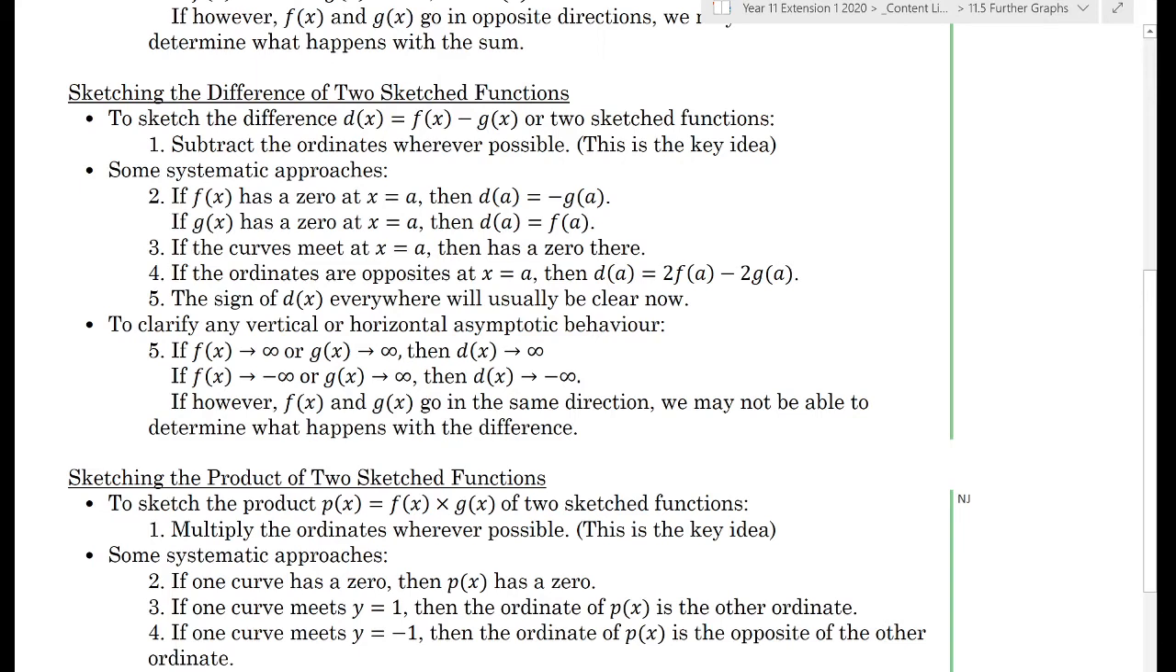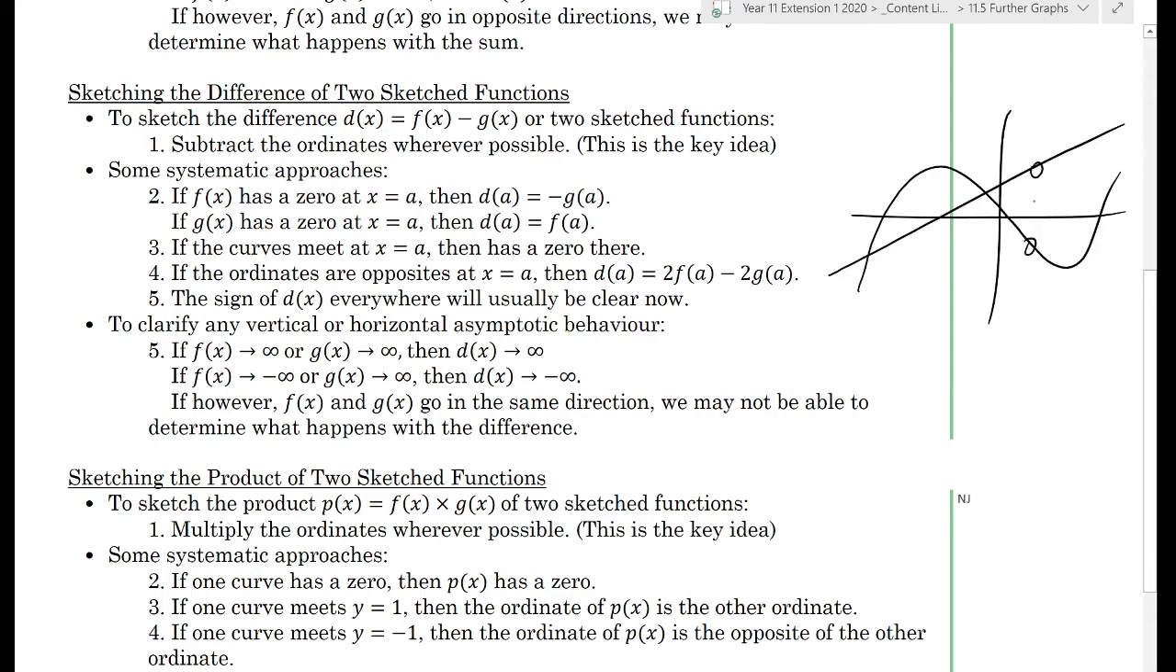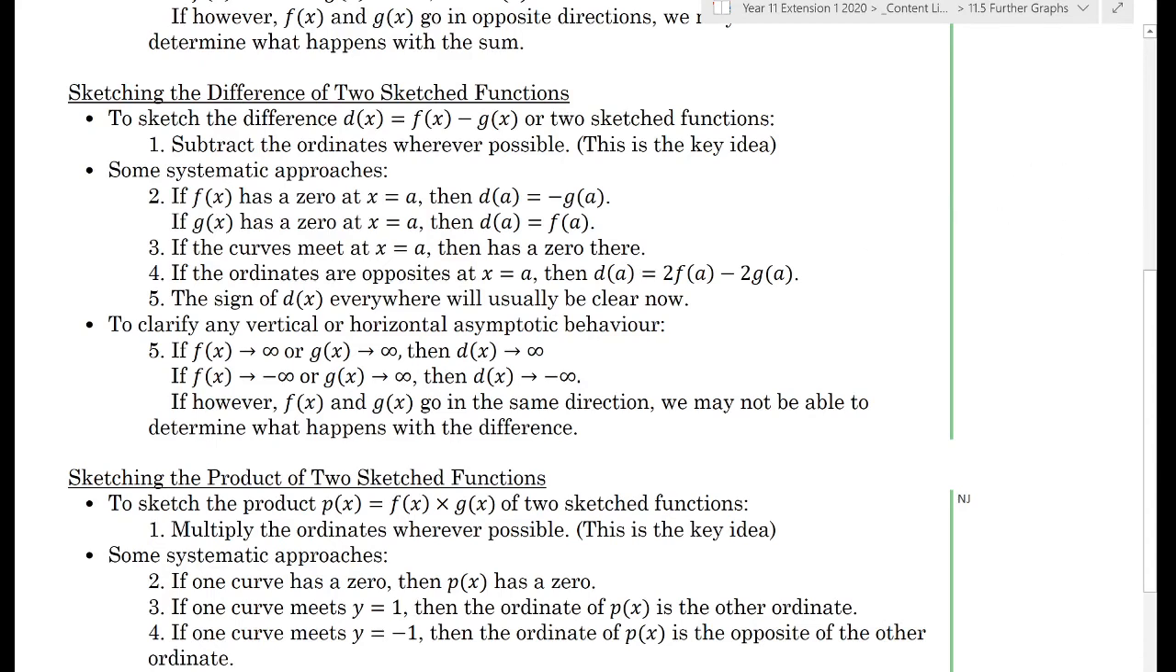And if the ordinates are opposite, so why do I keep doing crosses like that? If we have something like this, where this here is about the same difference from here, then the ordinate is just in the middle. So if they're at opposites, then they are in the middle.